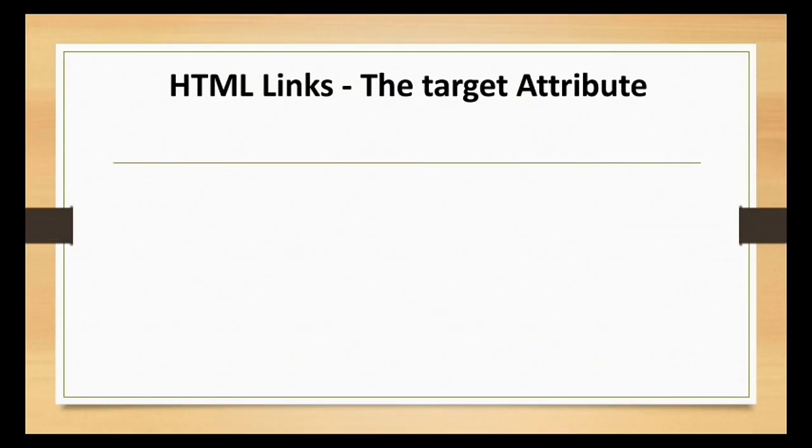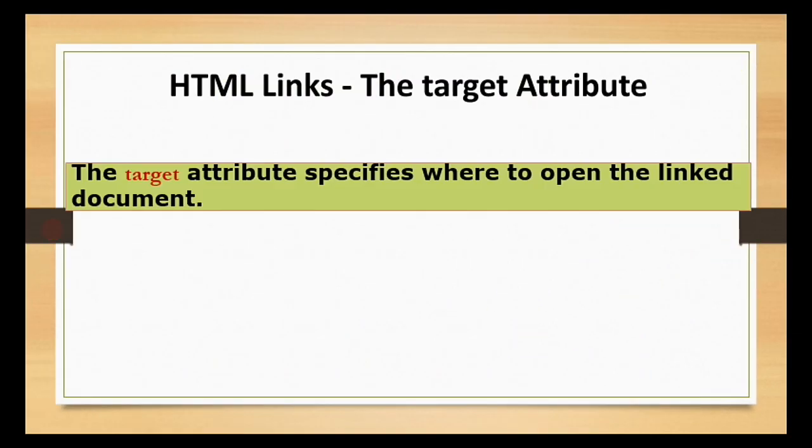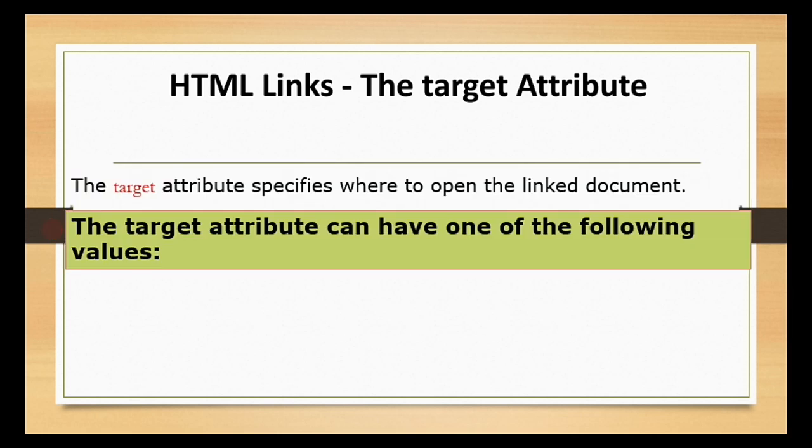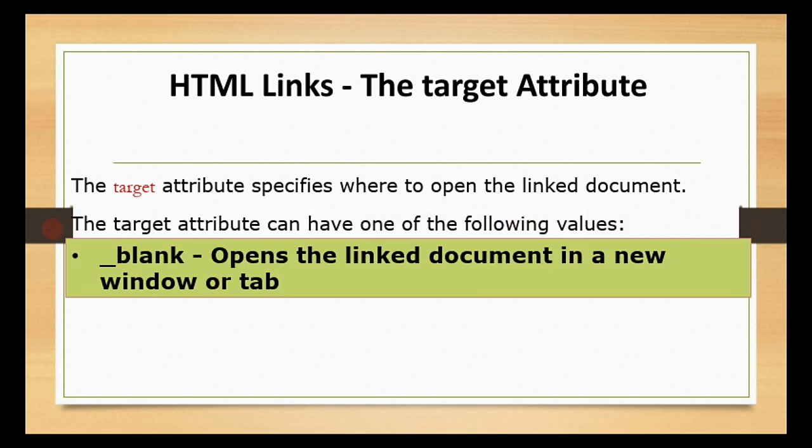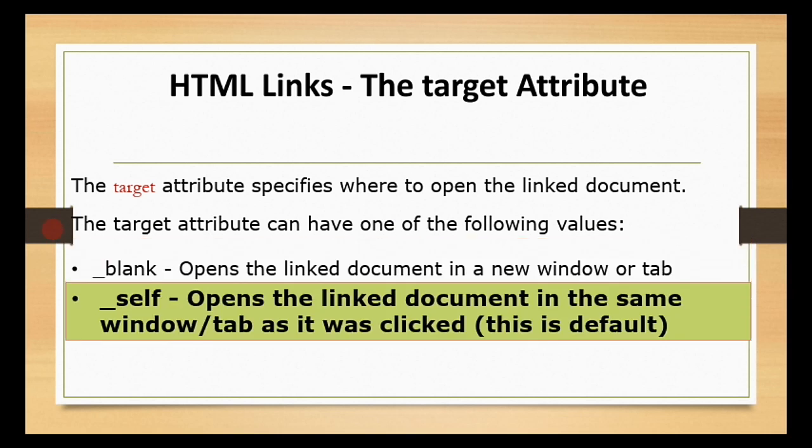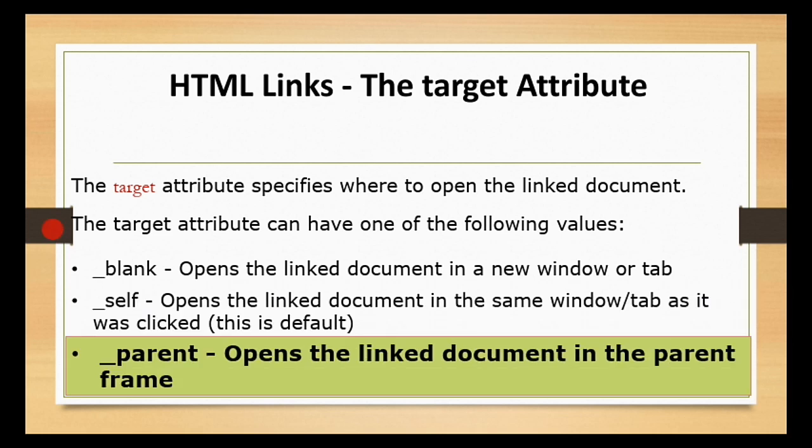Example, HTML link, the target attribute. The target attribute specifies where to open the linked document. The target attribute can have one of the following values. Underscore blank, open the linked document in a new window or tab. Underscore self, open the linked document in the same window or tab as it was clicked. This is default. Underscore parent, open the linked document in the parent frame.